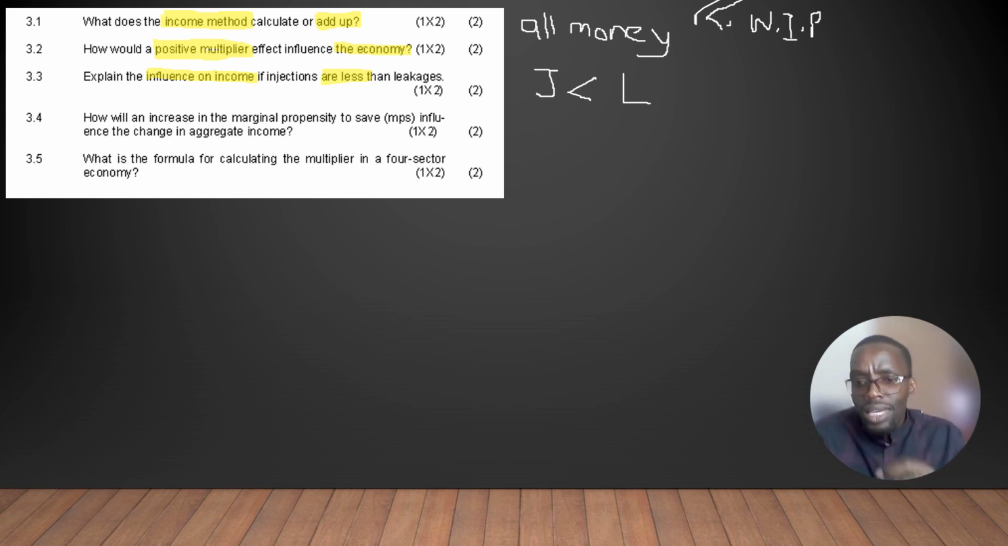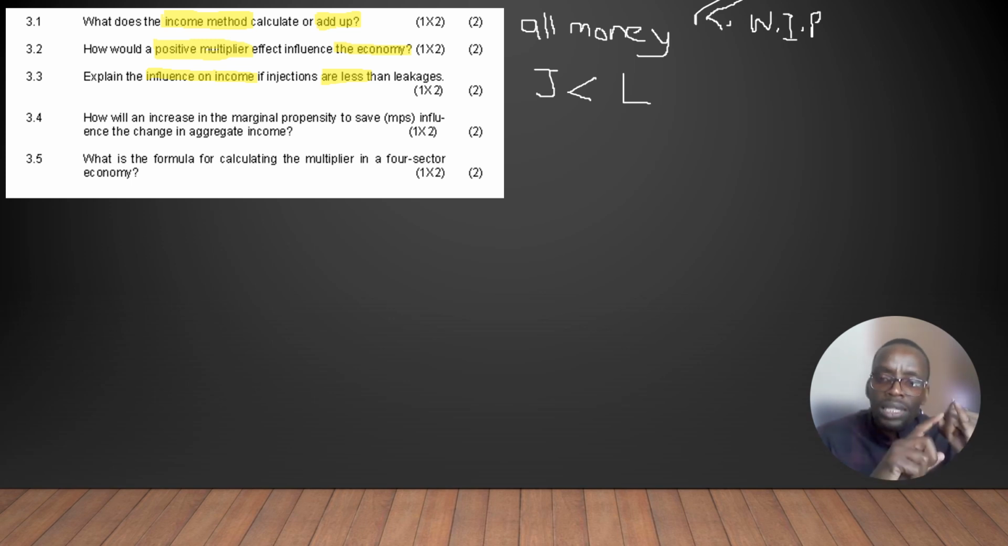So in this case, you would now find that when injections are less than leakages, then what it means is we are having more money that is leaving the circular flow than the amount of money that is coming into the circular flow. That's what this scenario is.